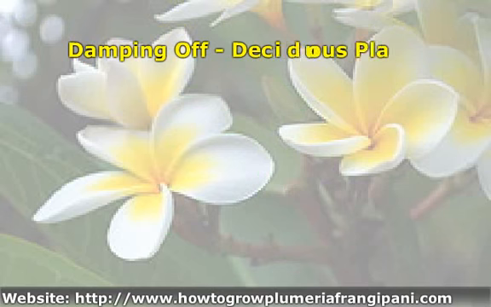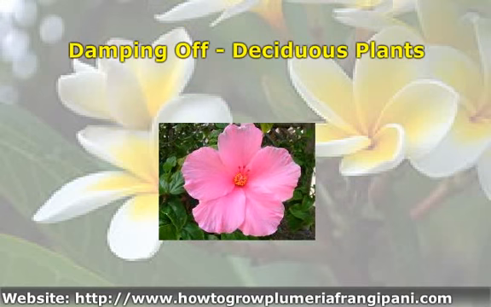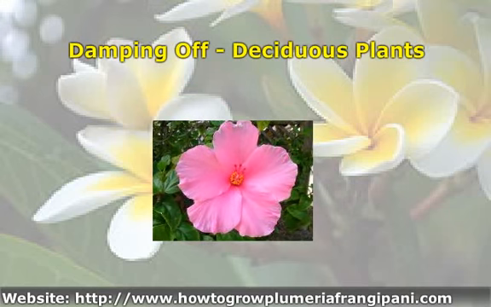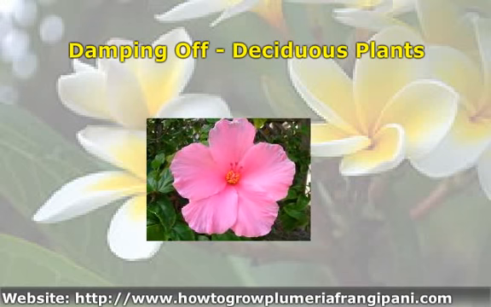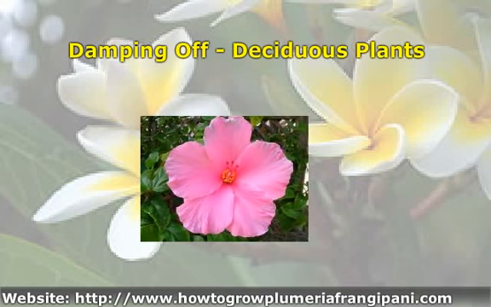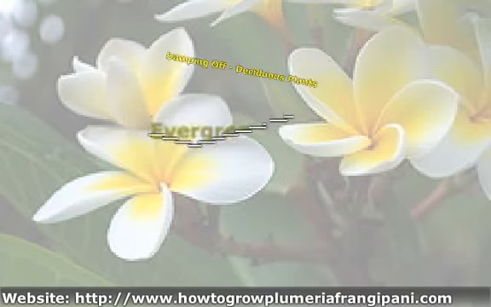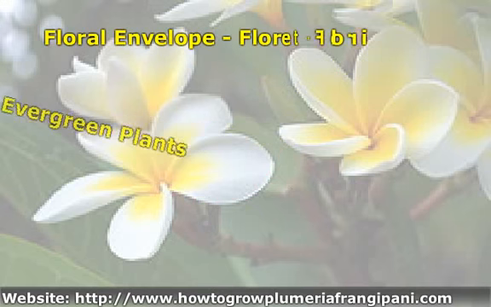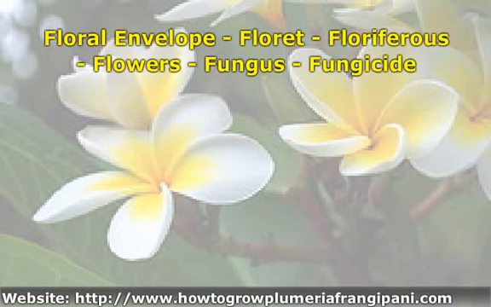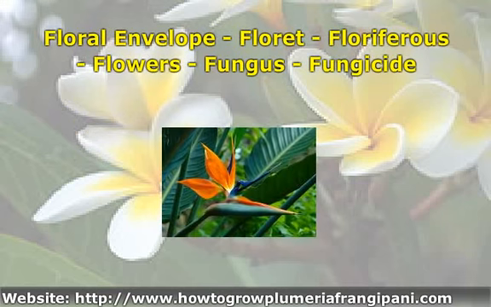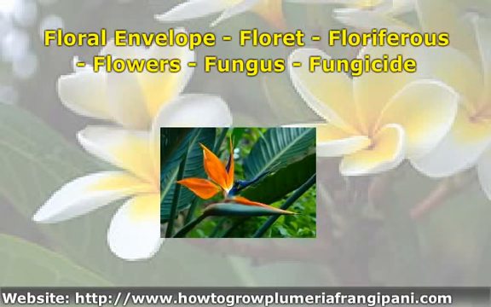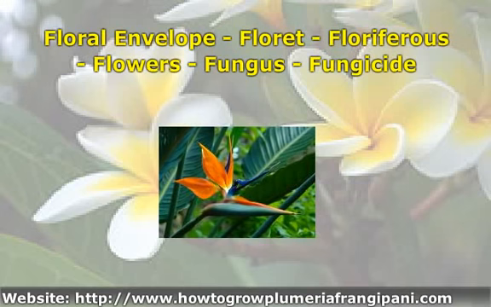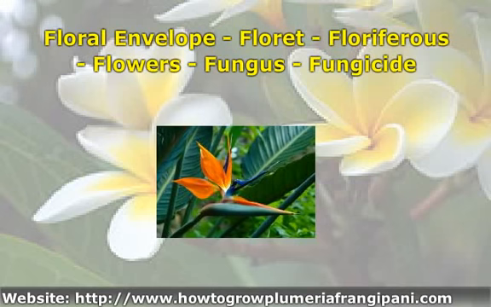Damping off is the premature demise of seedlings, which is many times caused by overcrowding and overwatering of seedlings. Deciduous plants are plants which lose their leaves during a specific season. Evergreen plants are plants which maintain their foliage throughout the year. Floral envelope describes all sepals and petals of one flower. Floret is an individual flower in a flower cluster. Floriferous is the term used for plants which flower abundantly.